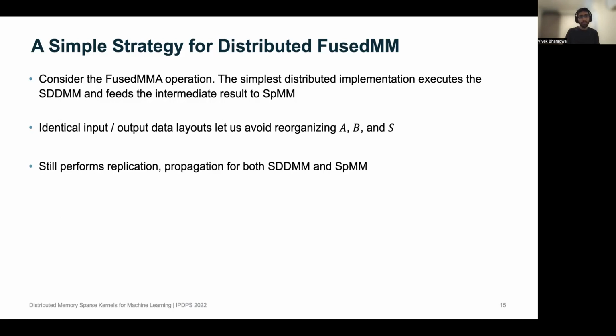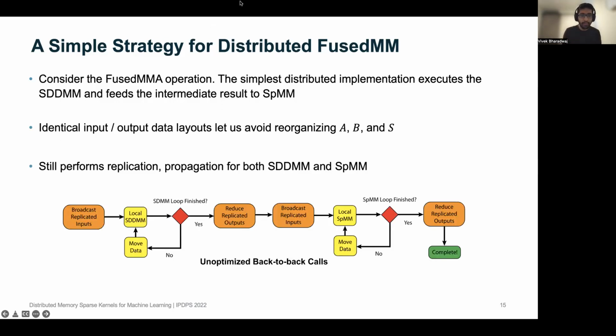Now, we're still performing replication and propagation for both SDDMM and SpMM. So if you look at the flow chart of operations that happen here, you'll notice some redundancies. There's an initial broadcast followed by some local computations, moving data in a loop, followed by some reduction of any replicated outputs. We have another broadcast if we replicate any inputs for SpMM, followed by a local SpMM and a loop of moving data. And finally, if we replicated any outputs in the second phase, we need to reduce them. And finally, our algorithm is complete.